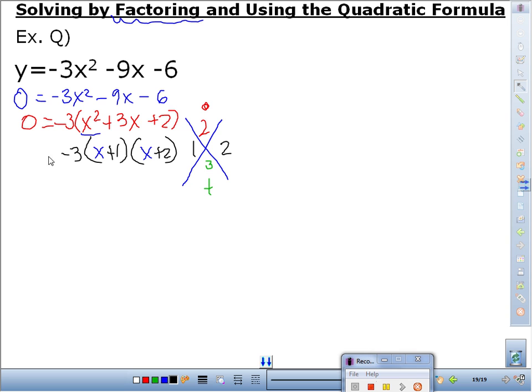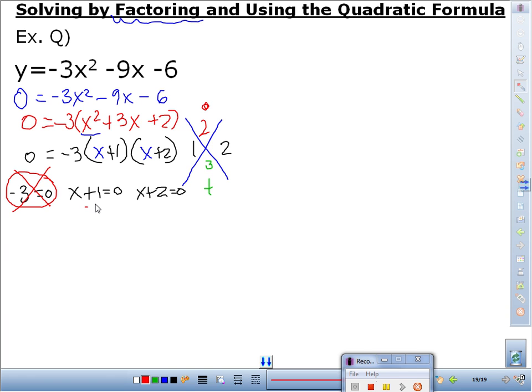You bring down the negative 3, the equal, and the 0. At that point, you write each factor equal to 0. So I write negative 3 equal to 0, x plus 1 equal to 0, and x plus 2 equal to 0. From there, you notice that this first one is not true, therefore we get rid of that. So we got rid of the friend already.